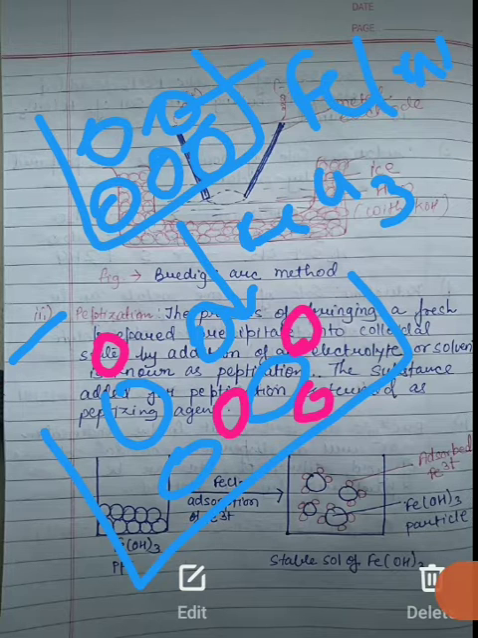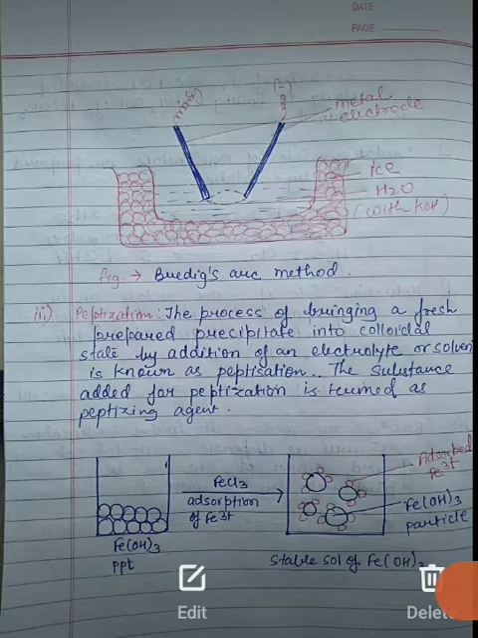If you are not getting it, you can see this diagram also. Here you can see the precipitate of Fe(OH)3, and when we add the electrolyte FeCl3, adsorption of Fe3+ takes place. On the surface of Fe(OH)3 you can see the adsorbed Fe3+ attached. So this is all about today's lecture, that is preparation of colloids.